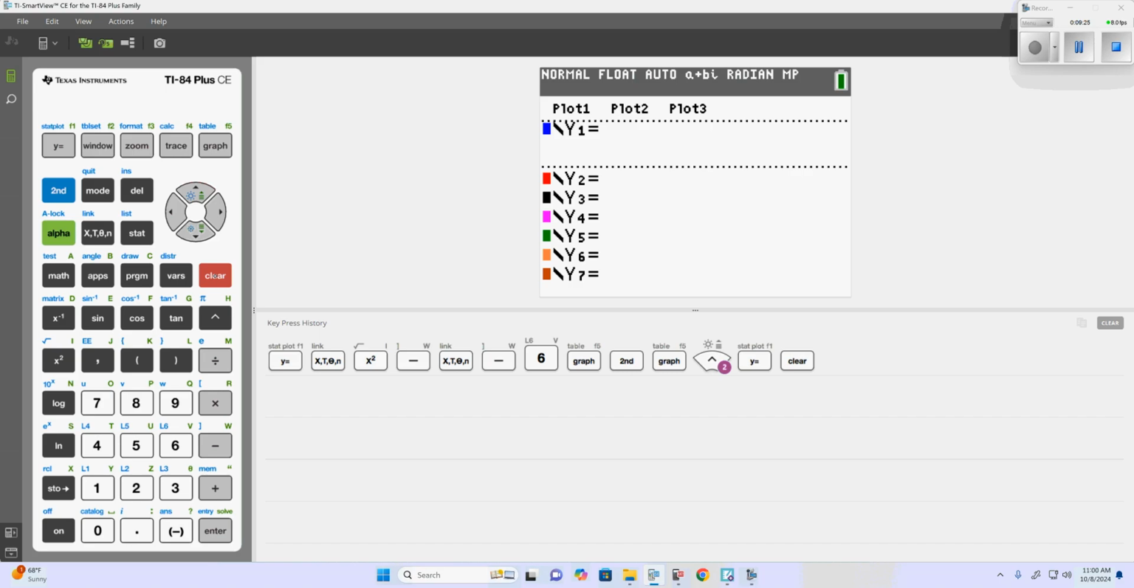I would clear that out. I just hit clear, erase that previous equation. And we're going to type it in exactly what it looked like.